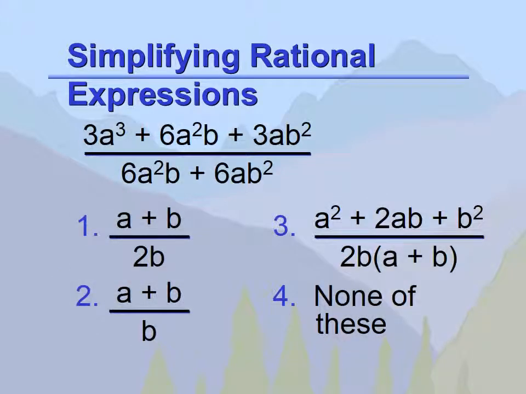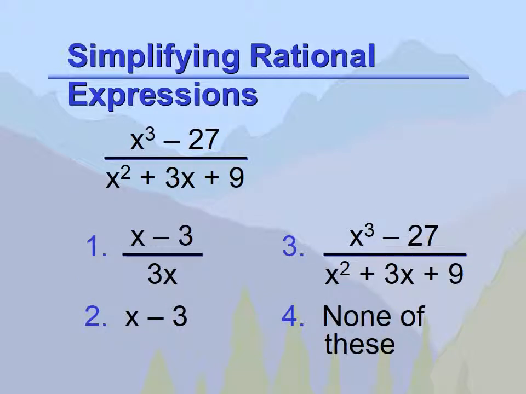Now let's try this one. I'll give you a hint. In the numerator, you want to factor out a 3a. And in your denominator, you want to factor out a 6ab. Okay, you should have gotten a plus b over 2b.